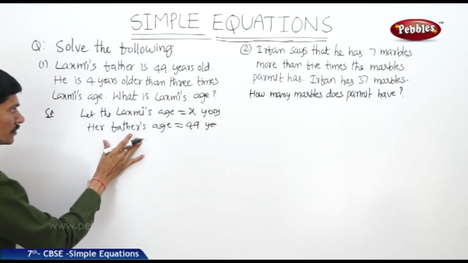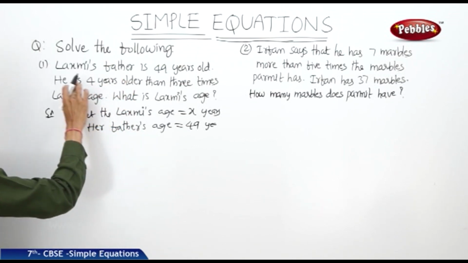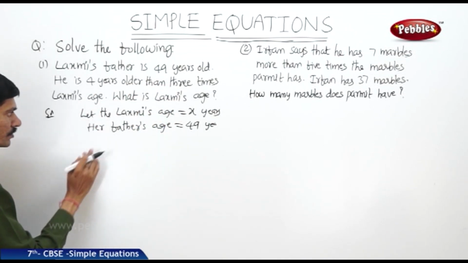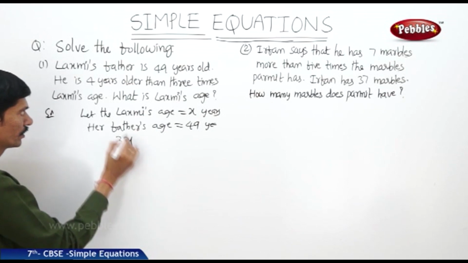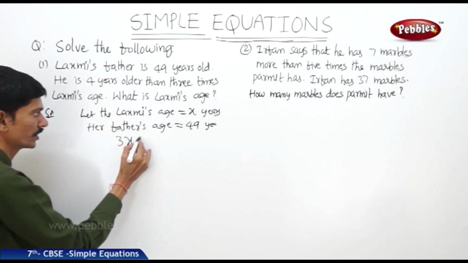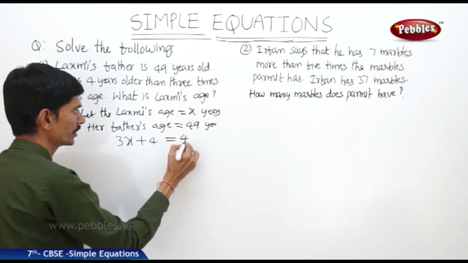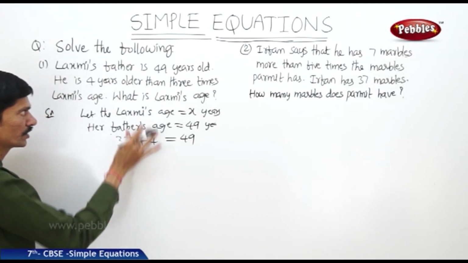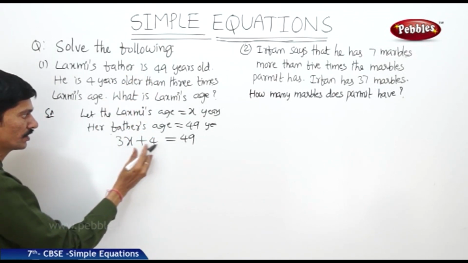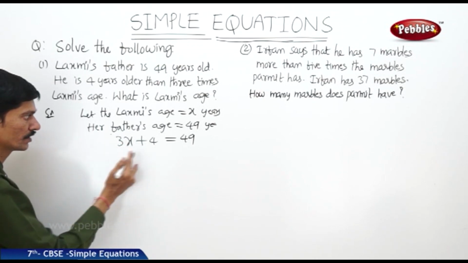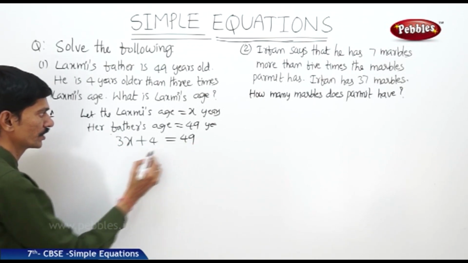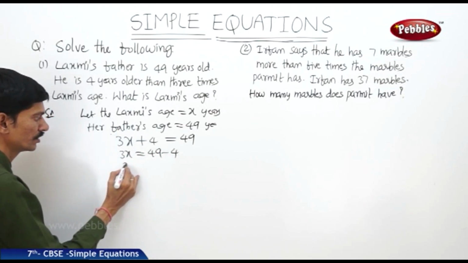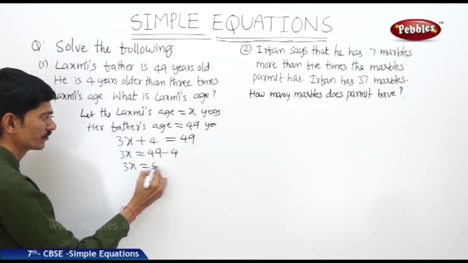But this is given as a condition. So he is 4 years older than 3 times Lakshmi's age. 3 times Lakshmi's age means 3x, and he is 4 years older means plus 4. So then this equals 49. Now we have constructed an equation based on the given condition in the question. Now let us solve the equation for the value of x. Now by transposing 4 to the RHS, we get 3x equals 49 minus 4. Then 3x equals 45.